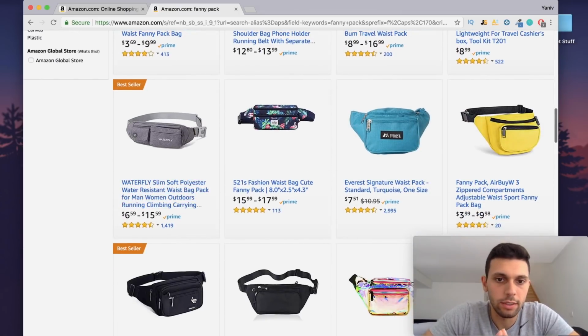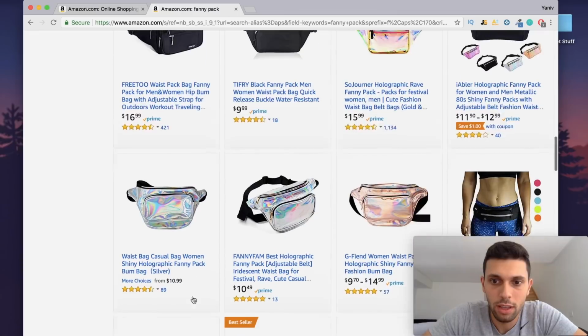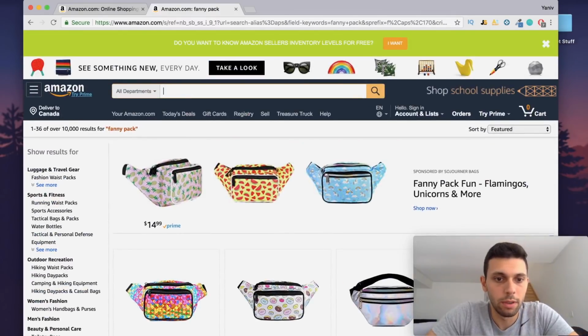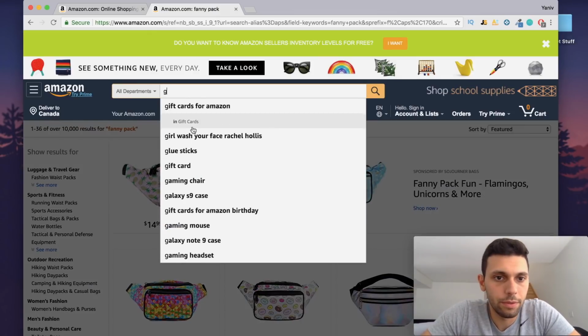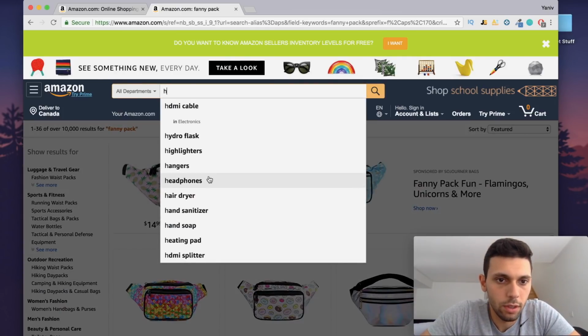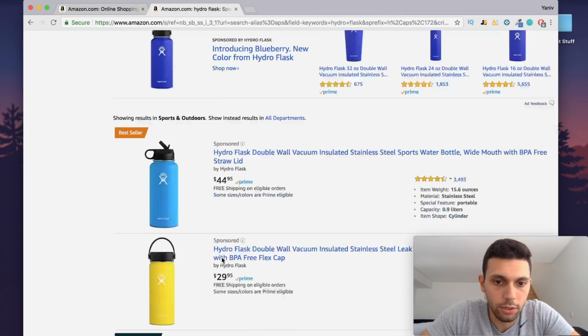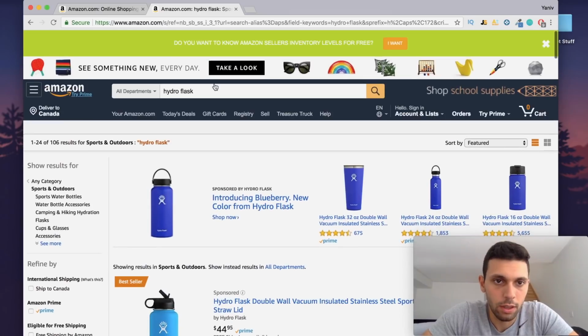What I'm looking for again, guys, is stuff that's actually more expensive, because we've been finding stuff that's super cheap. So these again look really cheap. We just keep finding cheap stuff. Girl wash your, I don't know what that is. Gaming mouse, gaming headset, hydro flask. I don't know what that is. Heating pad, hand sanitizer. Okay, let's go hydro flask. Is that a company? That's a company.